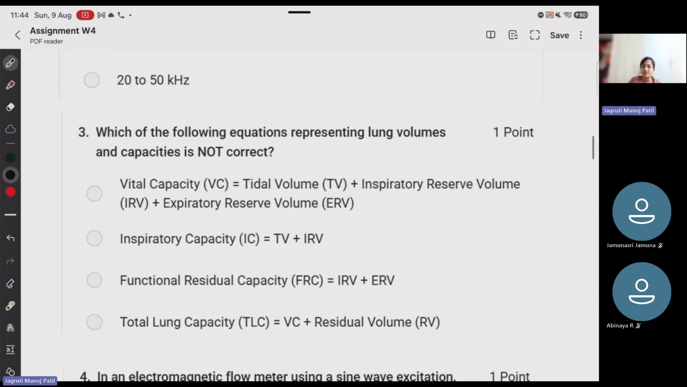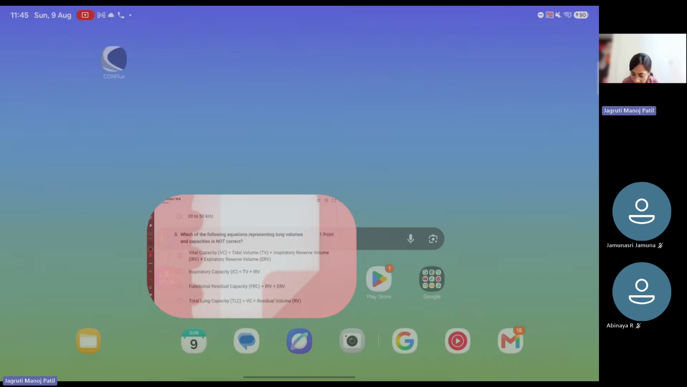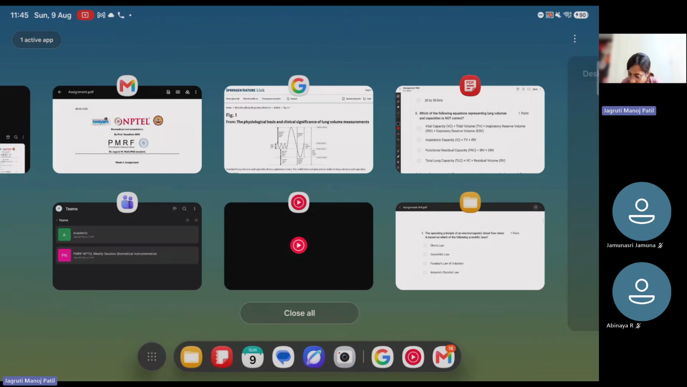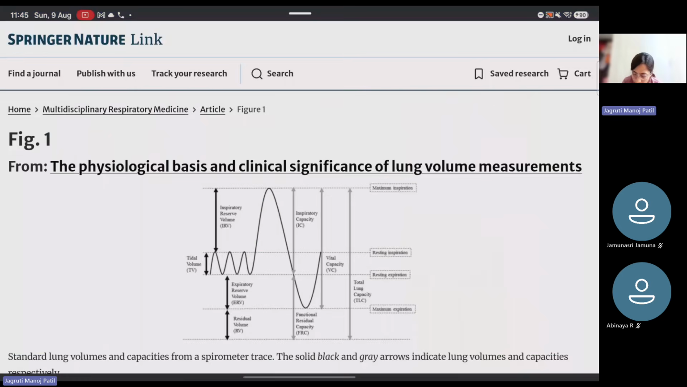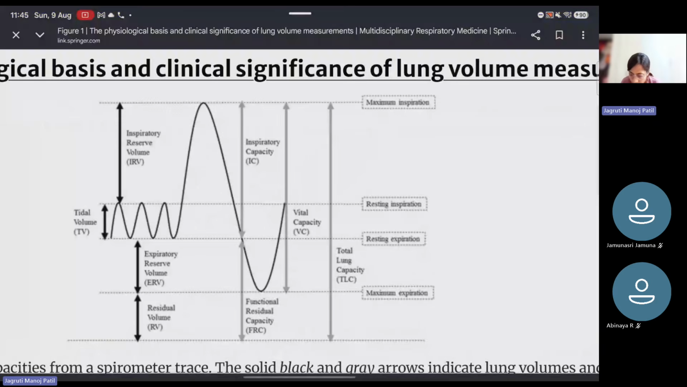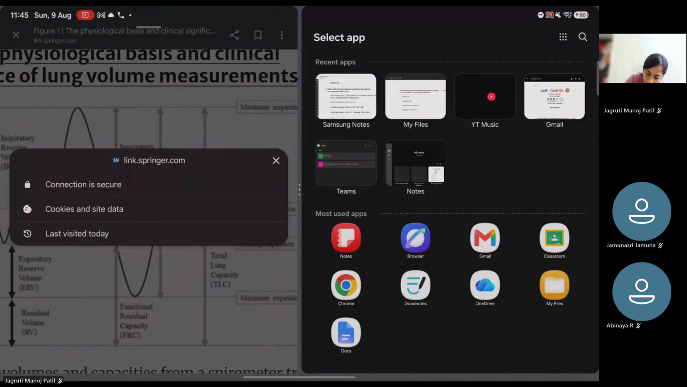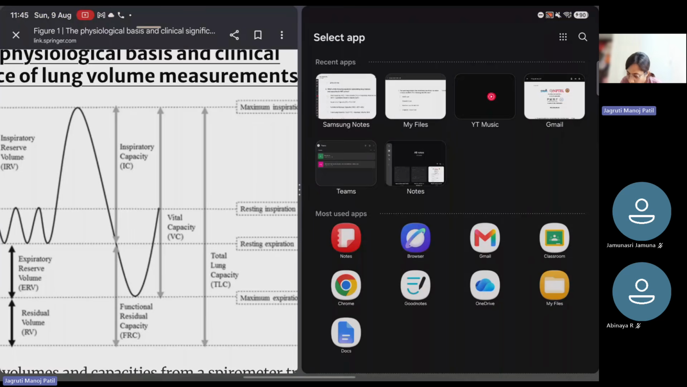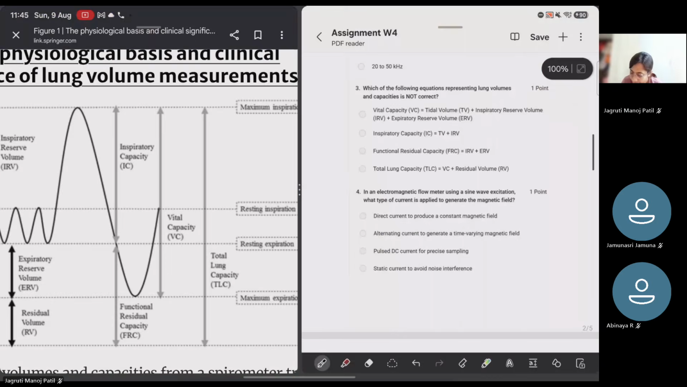Which of the following equations that represent the lung volume and capacity is not correct? So first is your vital capacity. Oh, vital capacity is not that big, right? That was something else. Then inspiratory capacity. So we, sorry, is not correct. What was vital capacity? I think I'm confusing now. Let's open this one. Okay, let's see. We can probably do split screen here, and have this one open.